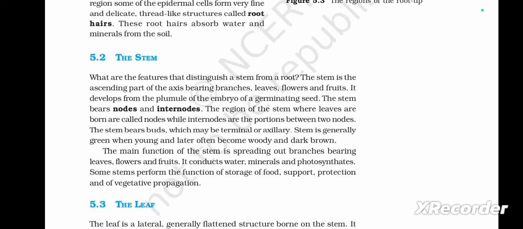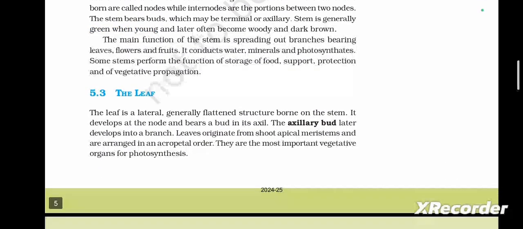It conducts water, minerals and photosynthate. Some stems perform the function of storage of food, support, protection and of vegetative propagation. And the next topic is the leaf. The leaf is a lateral, generally flattened structure borne on the stem. It develops at the node and bears a bud in its axil. The axillary bud later develops into a branch.